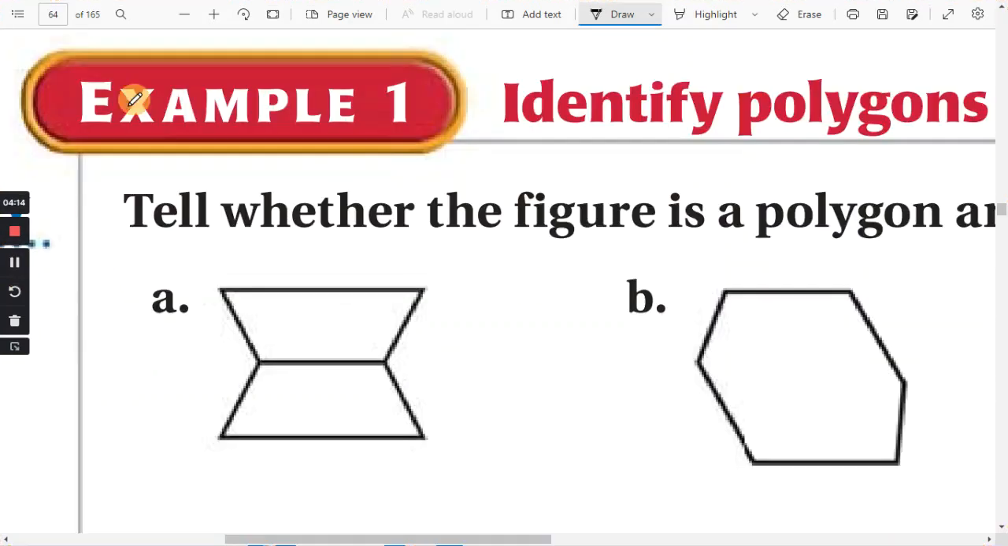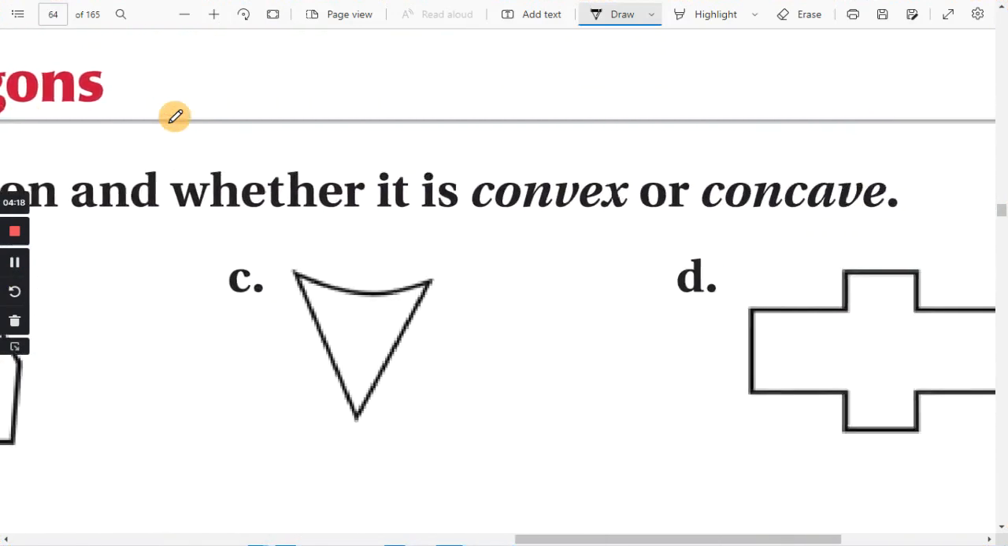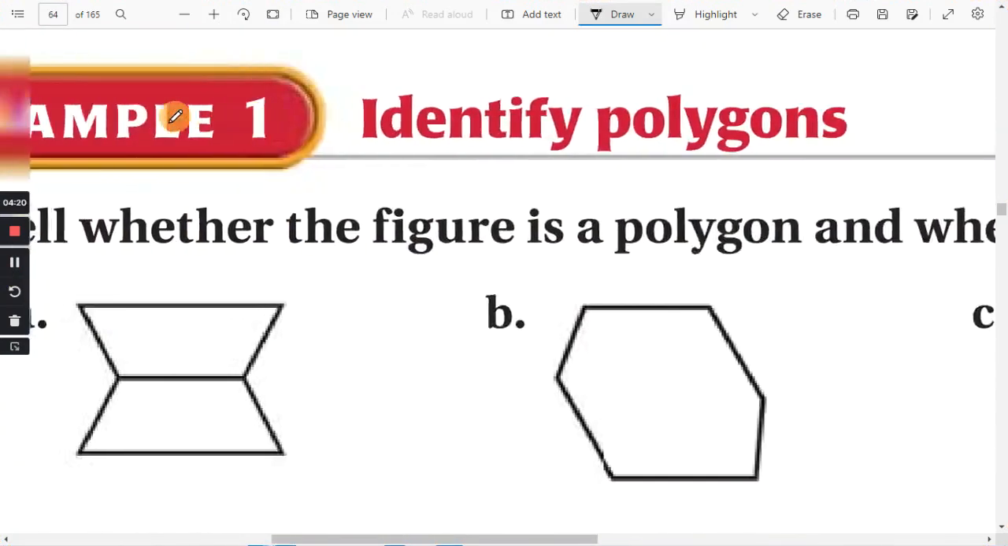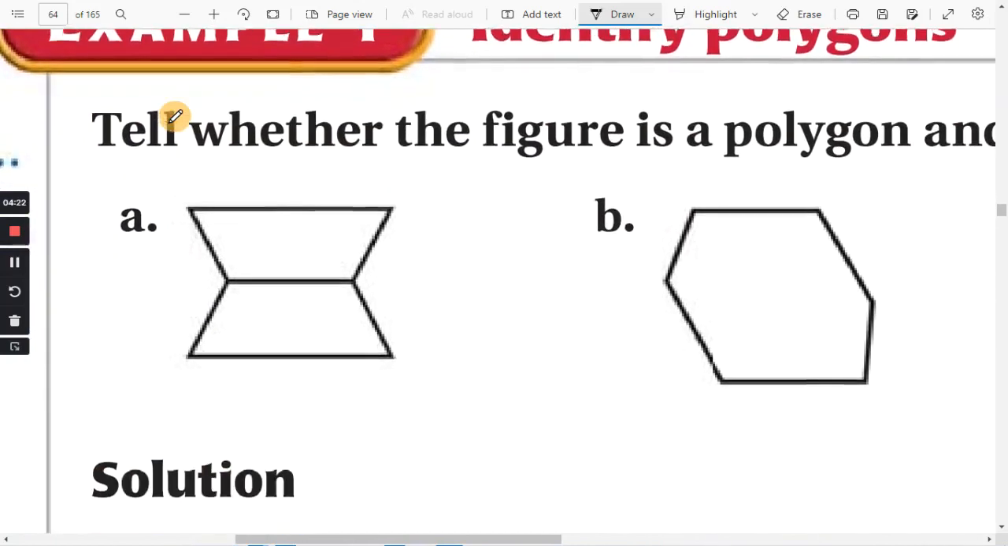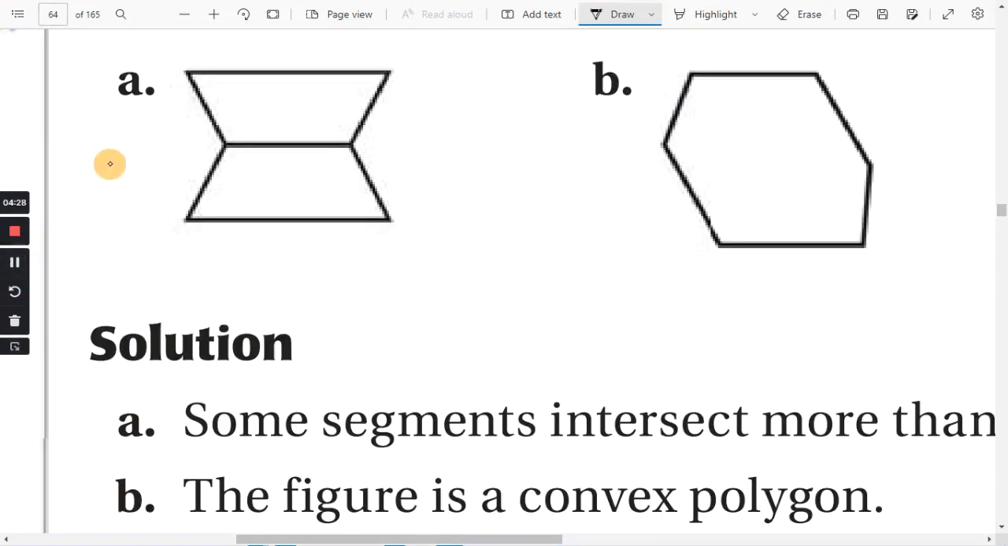All right, let's try example 1. Tell whether the figure is a polygon and whether it is convex or concave. Please try A and B for starters. For part A, the answer is no. Not a polygon.